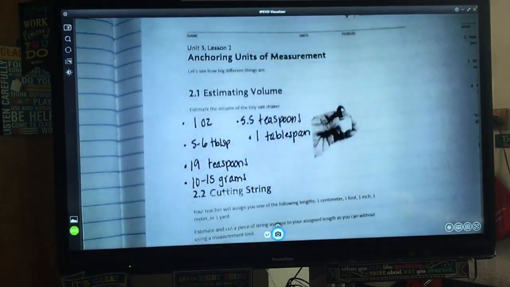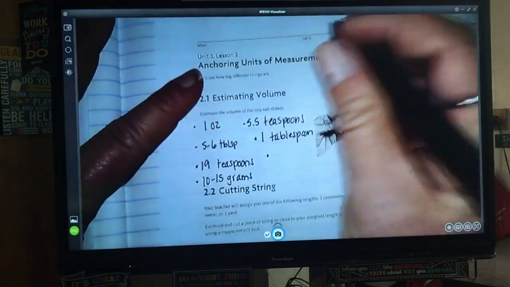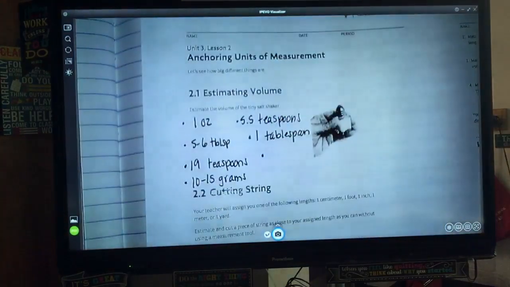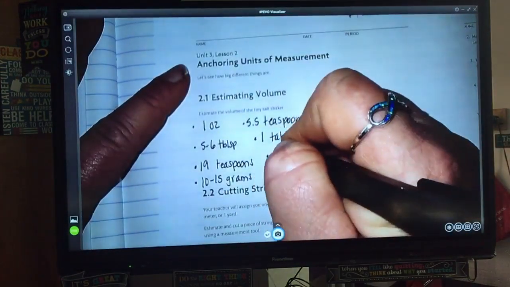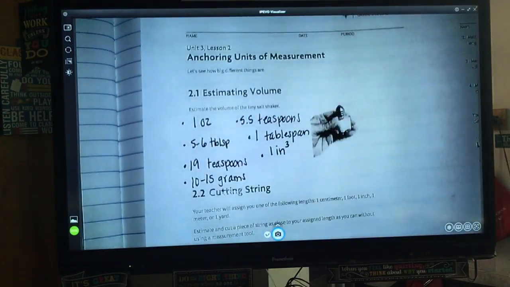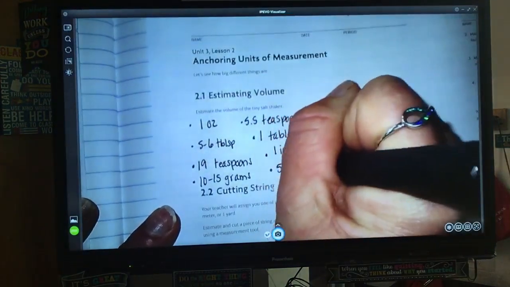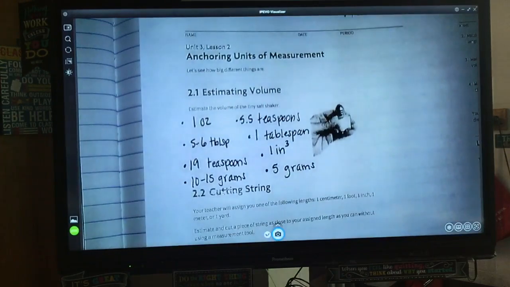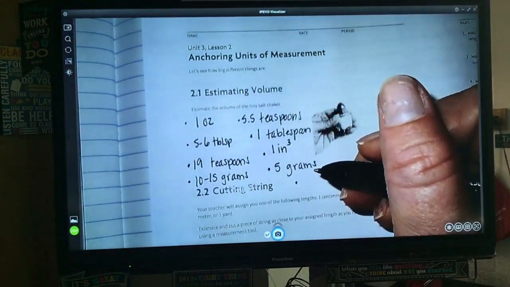Anyone else want to share? Jonathan? A square inch. A what? Square inch. Well, square inch would make it a two-dimensional figure, so not a square. Okay, so 1 inch cubed. Okay. All right. Anything else, Mila? 5 grams. All right. Mikhail. Say it a little bit louder, baby.